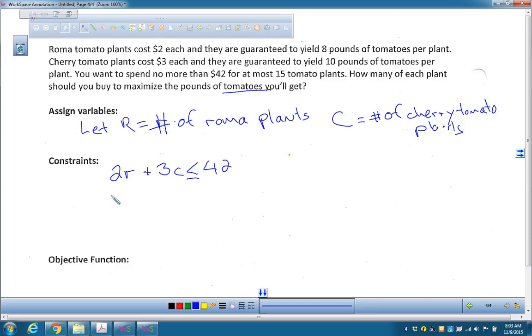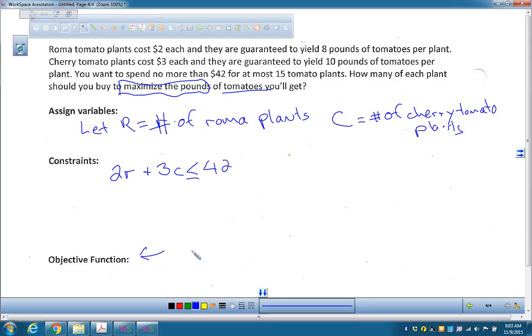8R plus... Is it pounds of tomatoes, one tomato per pound? Or is it like, because it says pounds of tomatoes per plant, that's how many pounds you get per plant. But that's what you're trying to maximize, okay? You're trying to maximize the pounds. So that's going to go down here. You understand that? So what would that look like, Katira?